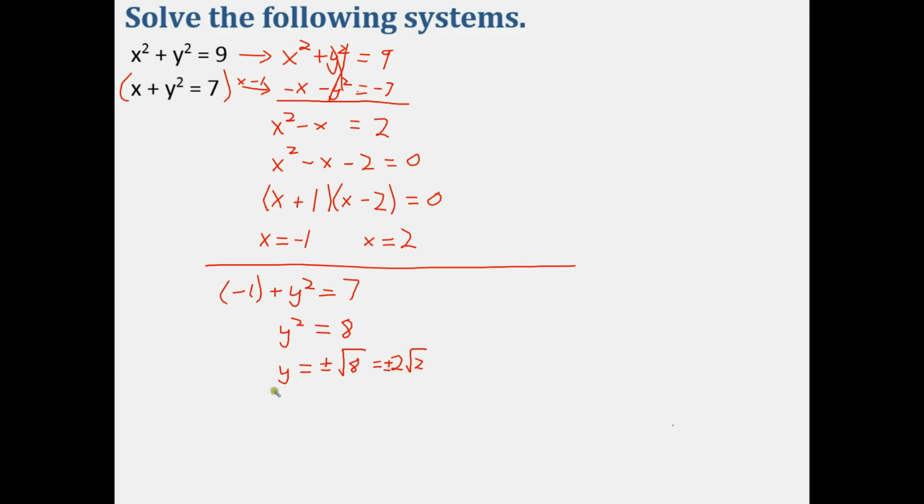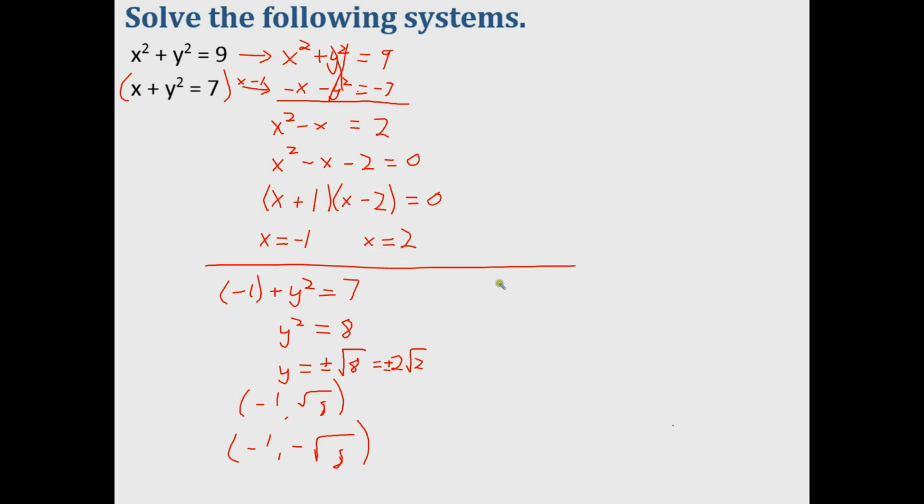But again, we'll get to that later. So when we put -1 in, we got two separate answers. We got x is -1 and y was positive root 8, and then we also got negative square root of 8.